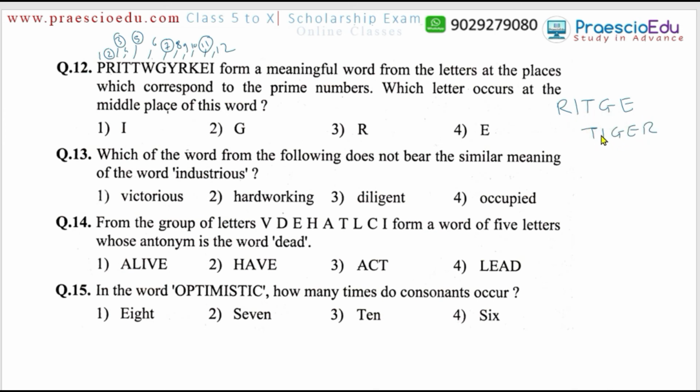In this new word, we have to take out the middle place letter. So the middle place, here 2 and here 2. So G is the middle place. So option number 2 is the correct one.